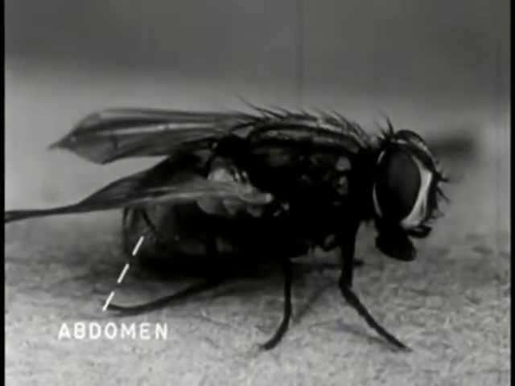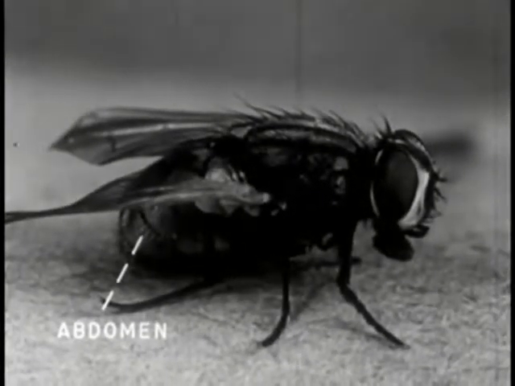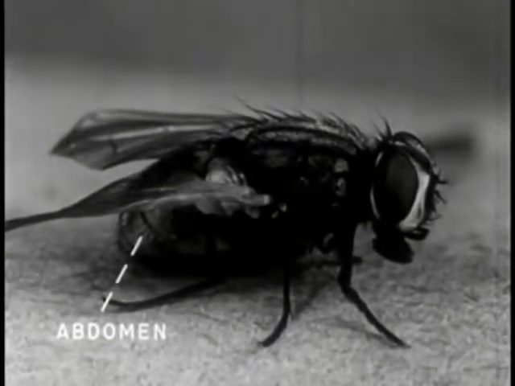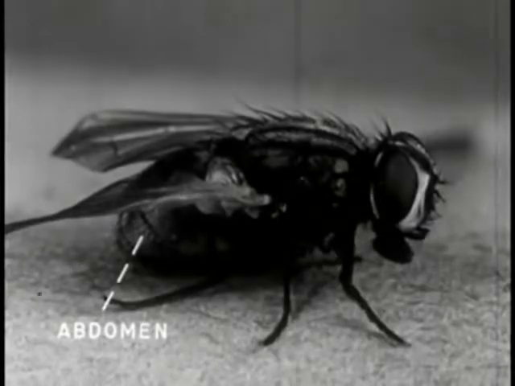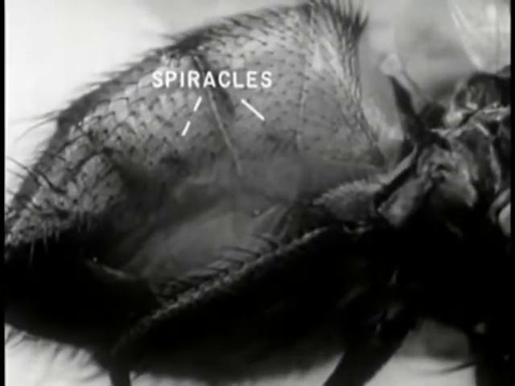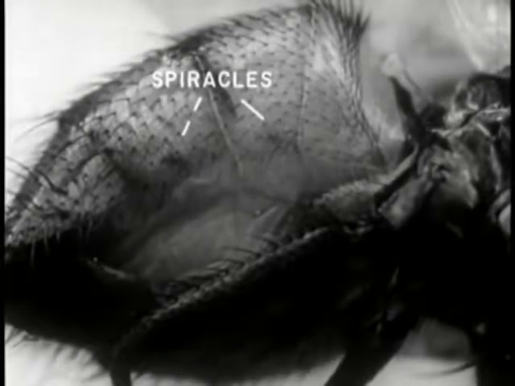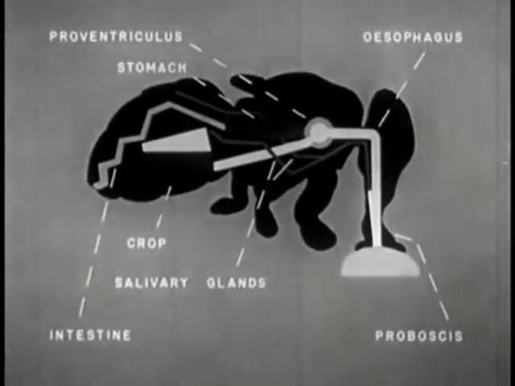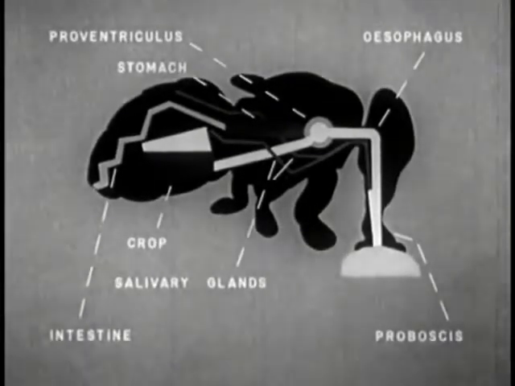The housefly's respiratory and digestive systems extend through the thorax and the abdomen. The abdomen also encloses the reproductive system. Breathing is accomplished through holes or pores called spiracles in the body wall. The feeding and digestive systems of the fly add still another manner in which the fly spreads disease.